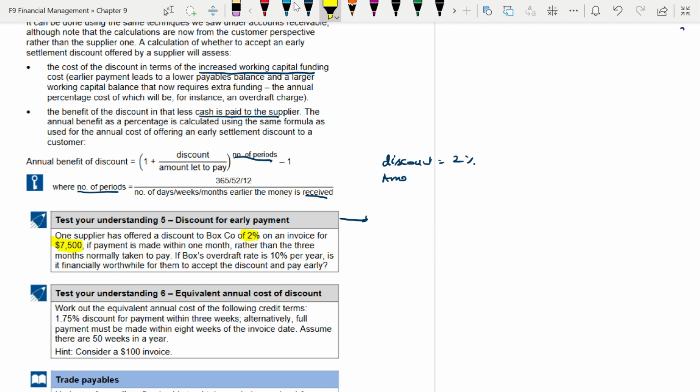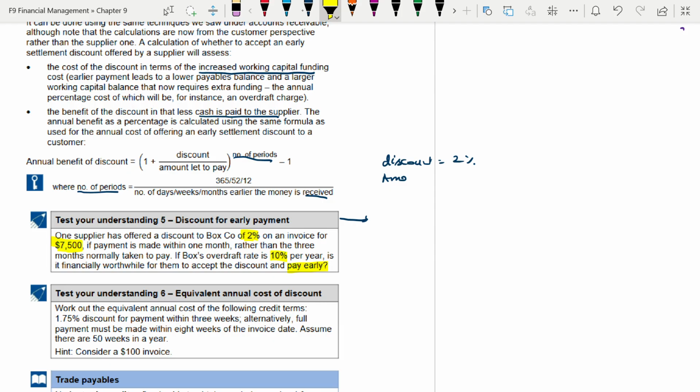If the bank overdraft rate is 10% per year, is it financially worthwhile for them to accept the discount and pay early? Whether we should accept the discount or not.